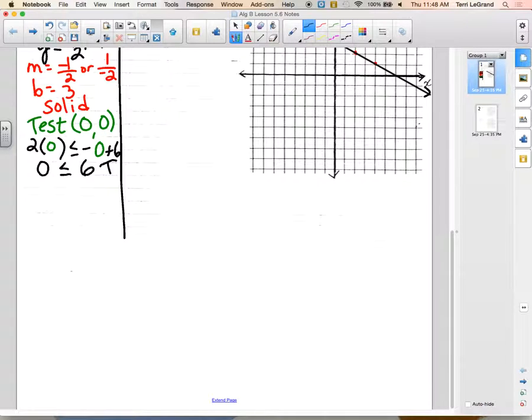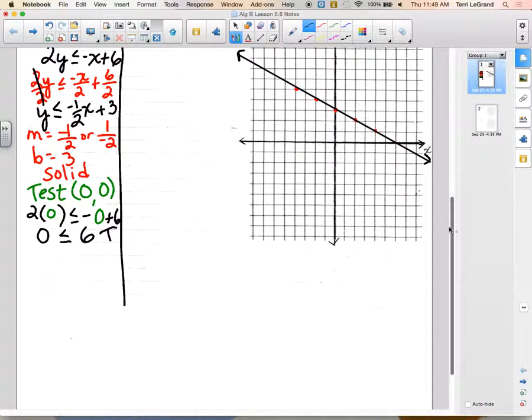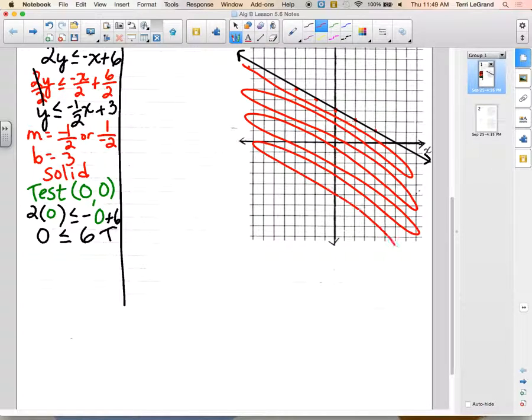So that means I should shade where the 0, 0 is then, right? Okay, we're going to shade lightly, and cover the whole part of the graph that you can see. The shading really goes on everywhere, but don't just shade a little part of it. Shade everything underneath that line.